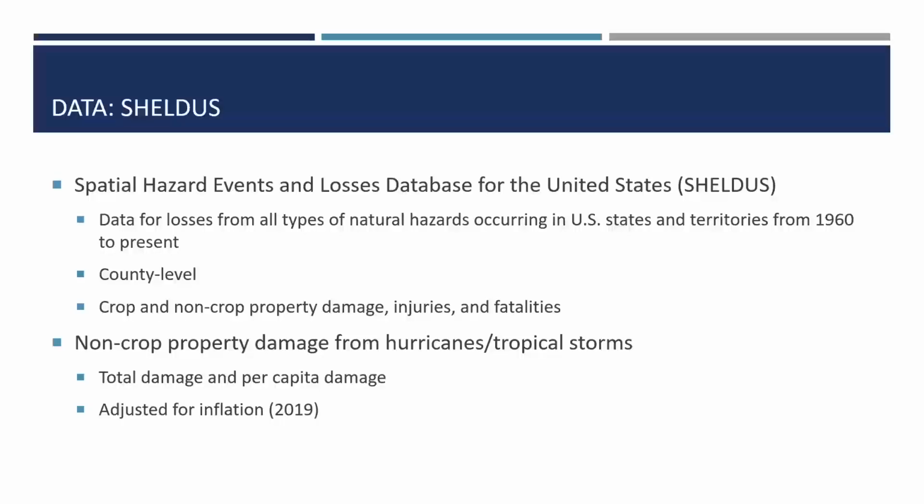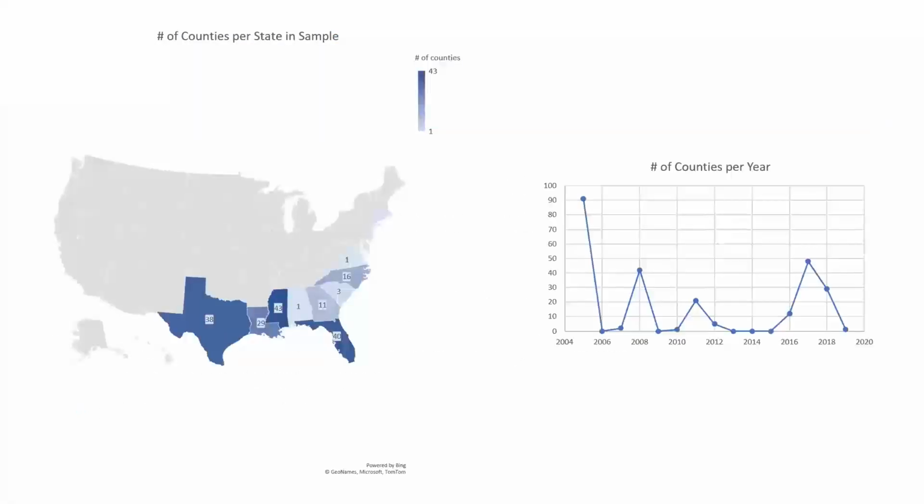And that provides aggregate county level losses from natural hazards, a whole range of natural hazards, including county level crop and non-crop property damage. So that's going to be the source of county level property damage in the data. And I'm also going to use it to select counties that were hit by hurricanes. And that is the number of counties by state, listed here on this map.